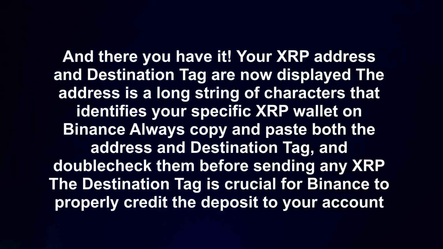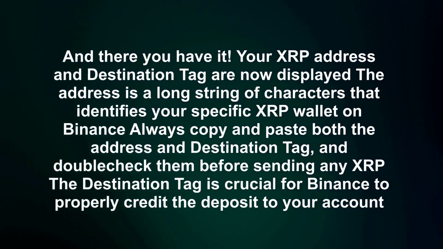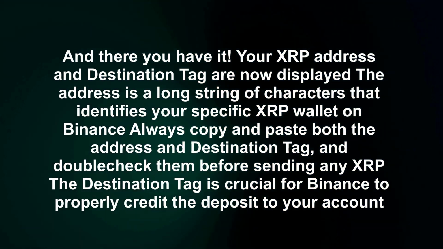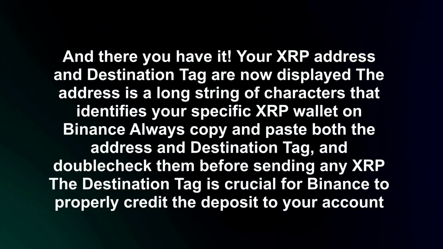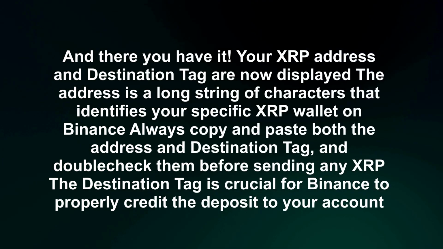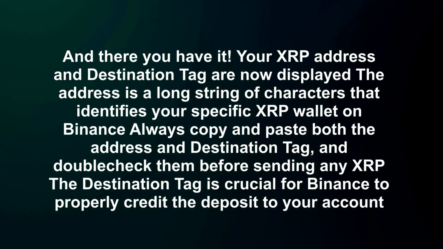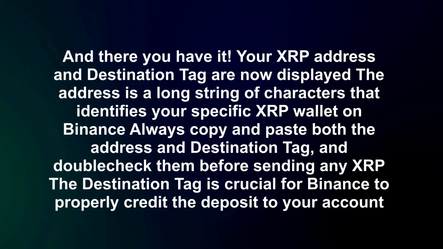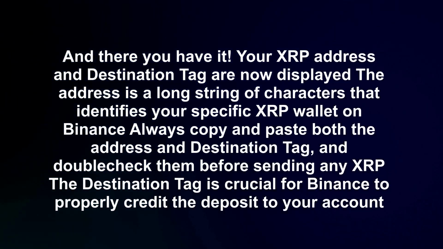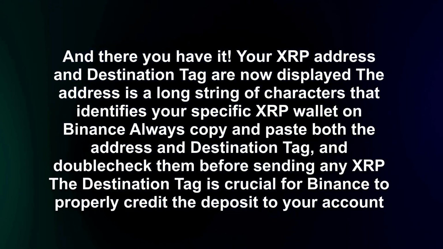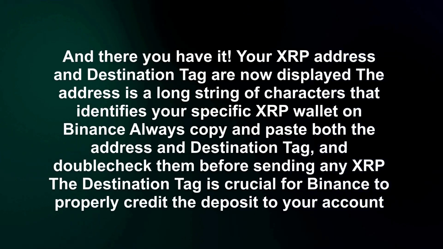And there you have it. Your XRP address and destination tag are now displayed. The address is a long string of characters that identifies your specific XRP wallet on Binance. Always copy and paste both the address and destination tag, and double check them before sending any XRP. The destination tag is crucial for Binance to properly credit the deposit to your account.